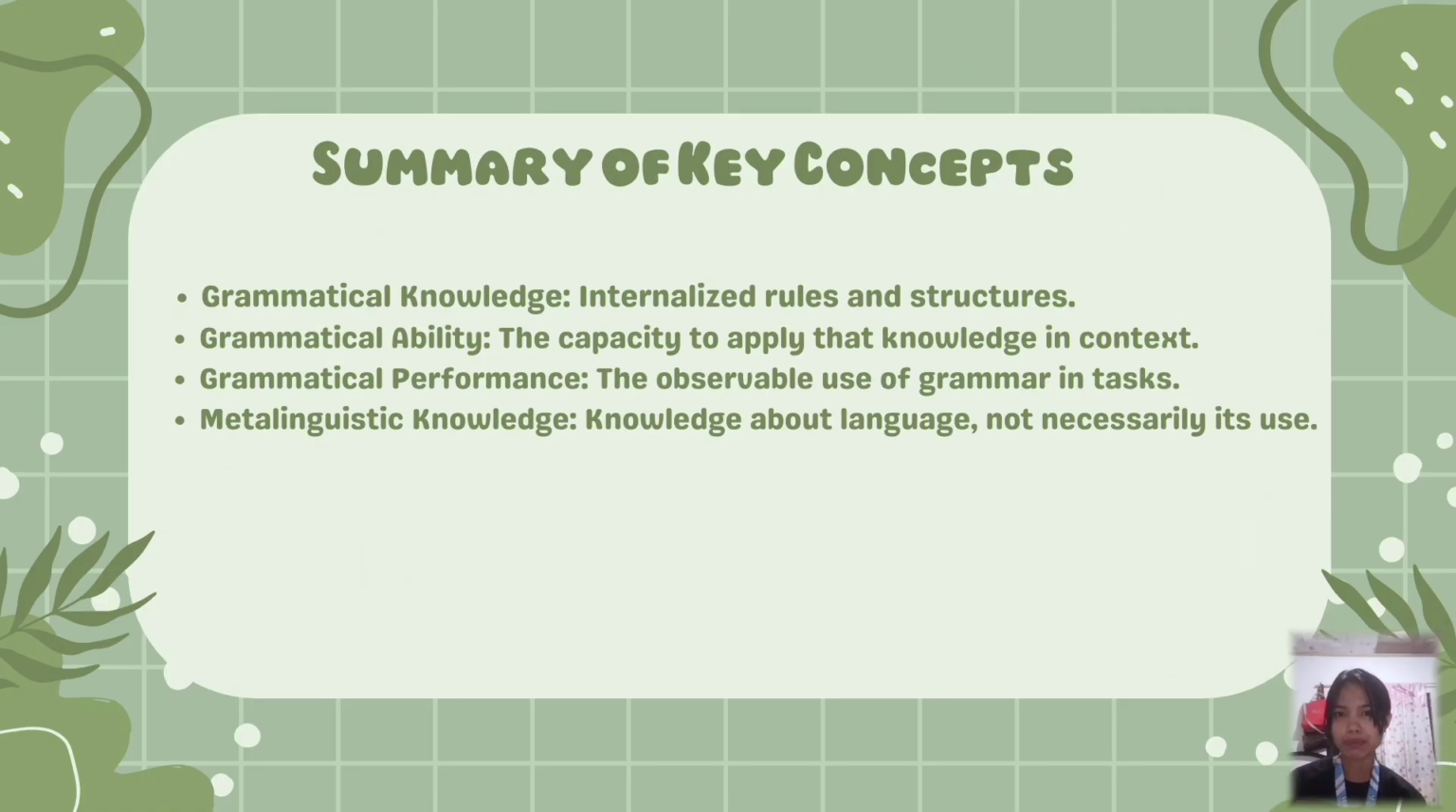Summary of key concepts. Let us review. Grammatical knowledge is the internalized rules and structures, the rules and meanings. Grammatical ability is the capacity to apply that knowledge in context, using it in real life, and performance is the observable use of grammar in tasks, or what we observe. And metalinguistic knowledge is knowledge about language, not necessarily its use. It is knowing the grammar terms. Together, this helps us build good assessments as future educators.